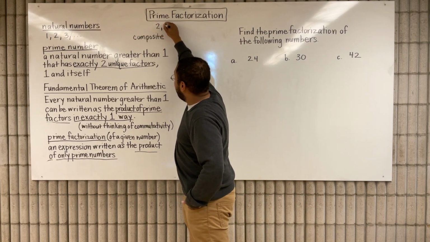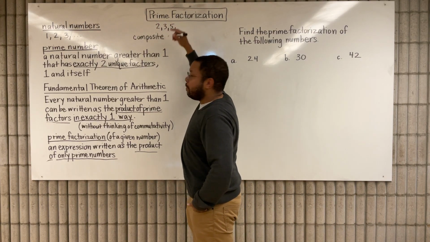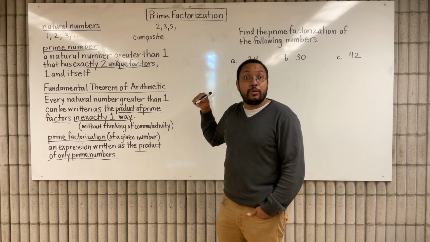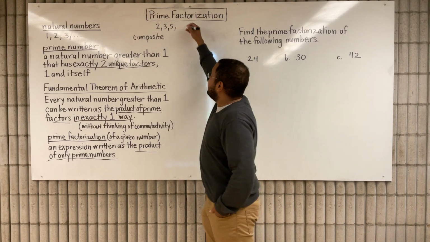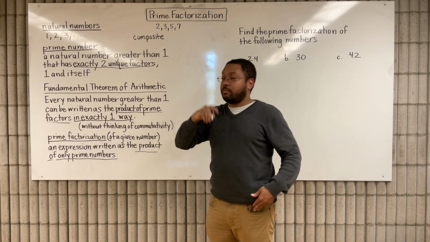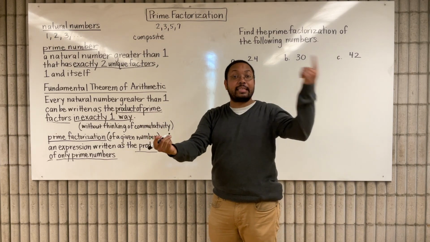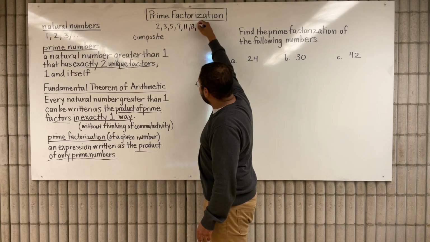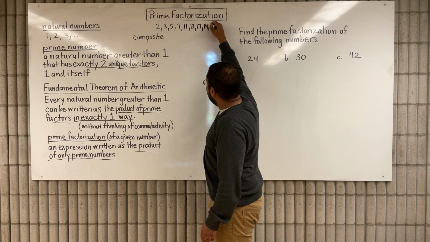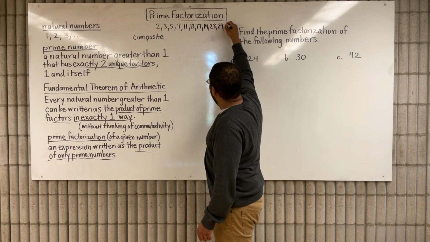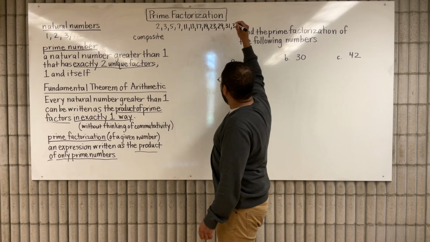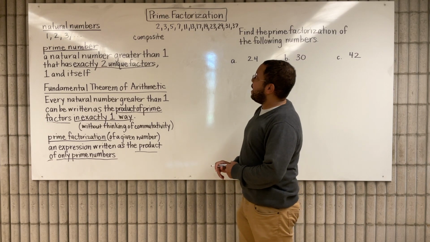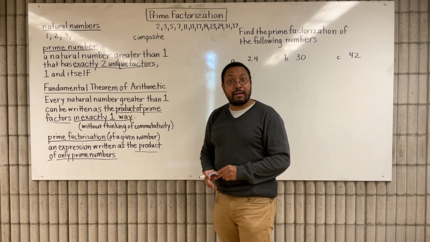So we have 2, 3, 5. Let me just go through this. Is there any way to make 6 without just using 1 and 6? 2 times 3, right? So 6 is not prime. 7 is prime because there are only 2 unique factors to make 7, 1 times 7. And then there's 11, 13, 17, 19, 23, 29, 31, 37, and we can keep on going forever and ever, okay? There are an infinite number of primes. We're still trying to figure them out to this day.